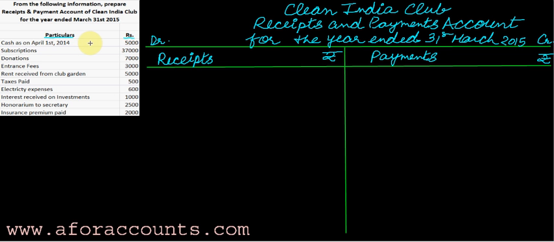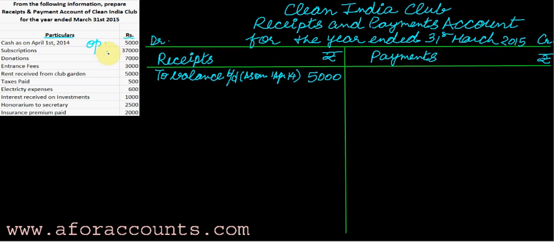Now, cash as on 1st April 2014 means this is the opening balance of cash. So, I will write here: to balance brought down. It's a new year, so I have to write brought down and say as on 1st April 14, and this is 5,000 rupees.